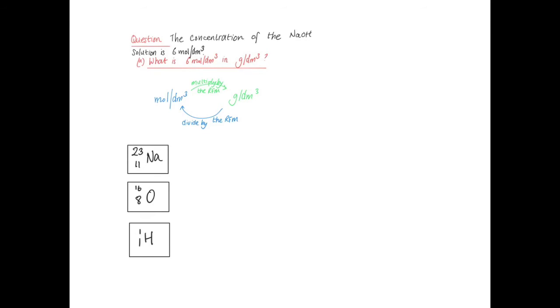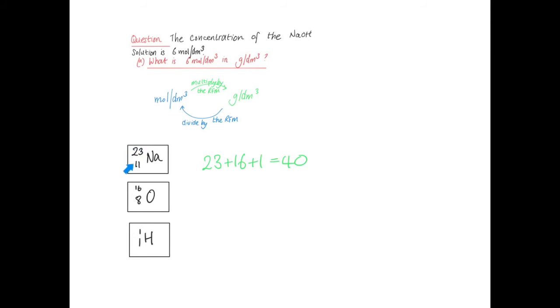So to work out the relative formula mass of the sodium hydroxide, we need to add the relative atomic masses of the elements in sodium hydroxide, which is sodium, oxygen and hydrogen. The relative atomic mass of sodium is 23, the relative atomic mass of oxygen is 16, and the relative atomic mass of hydrogen is 1. So the relative formula mass of sodium hydroxide is 23 plus 16 plus 1, which equals 40.